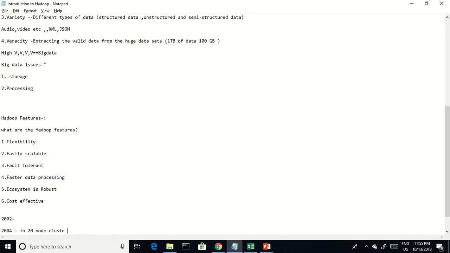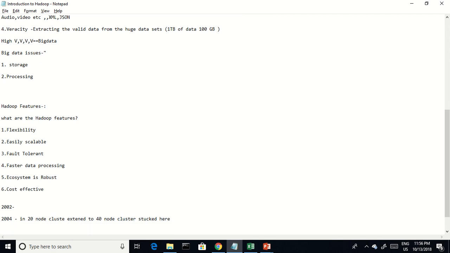So what they did, they extended it to a 40 node cluster. But still it was not very efficient to handle the huge amount of requests. They stopped here. They could not extend beyond a 40 node cluster.